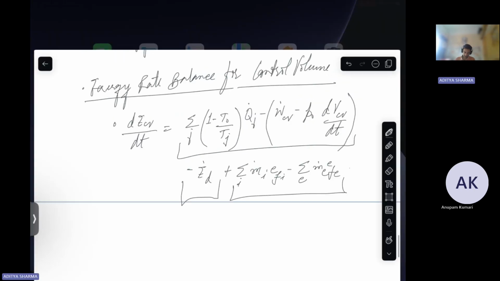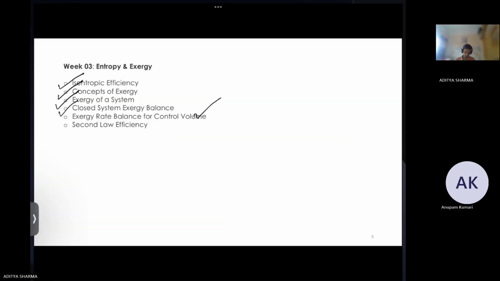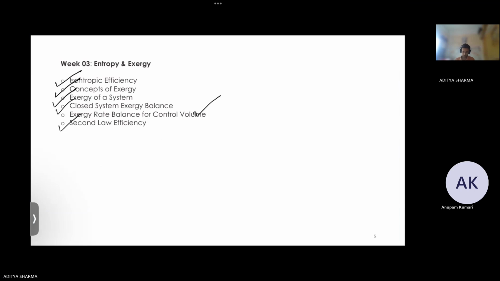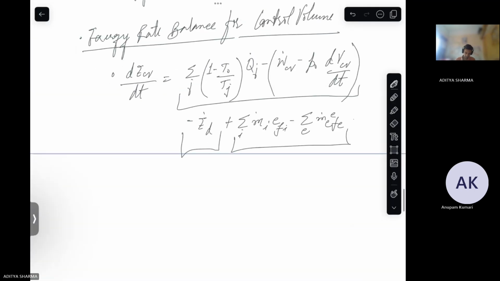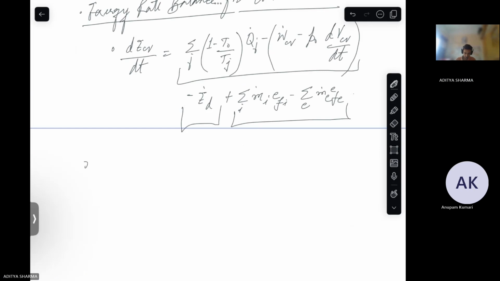Then also the last topic that I'm going to discuss here is your second law efficiency. I'll just write the expression for this. Your second law efficiency is also known as your exergetic efficiency.